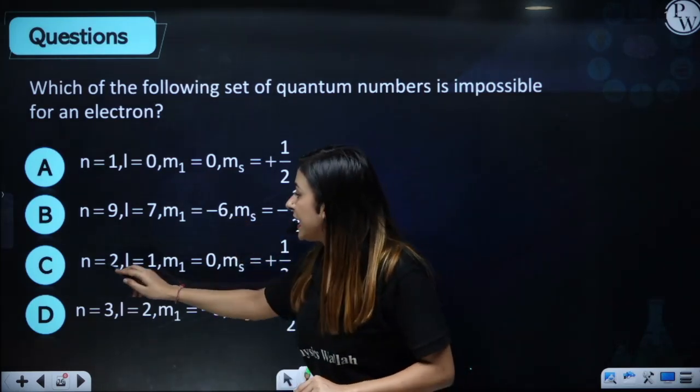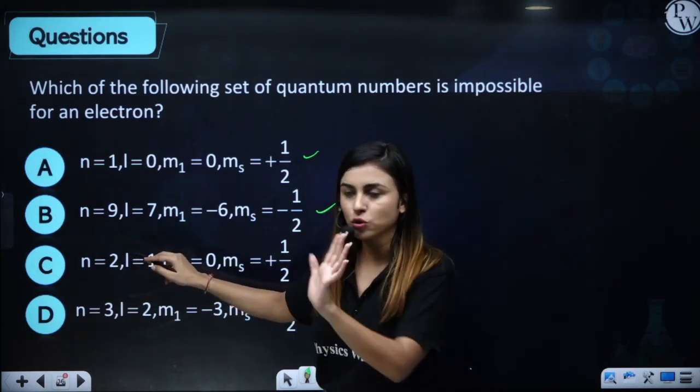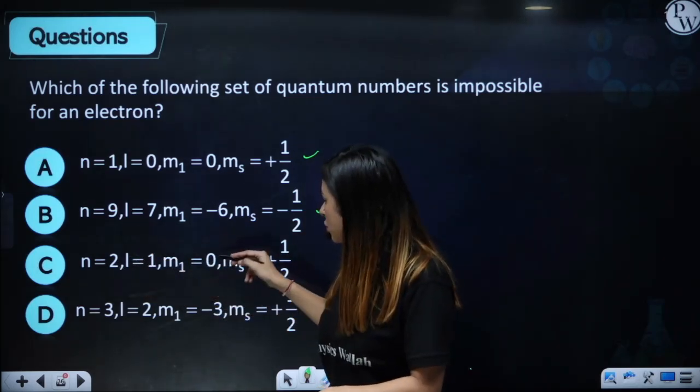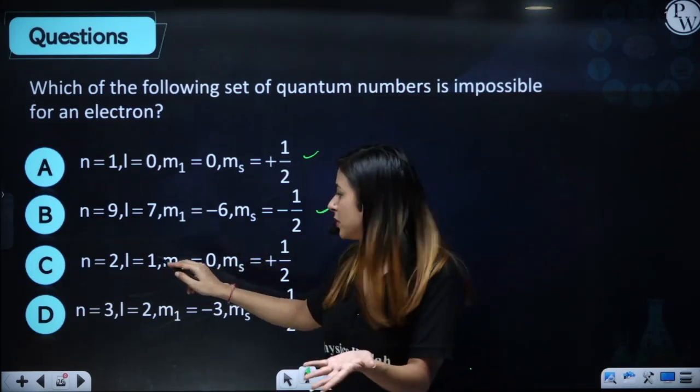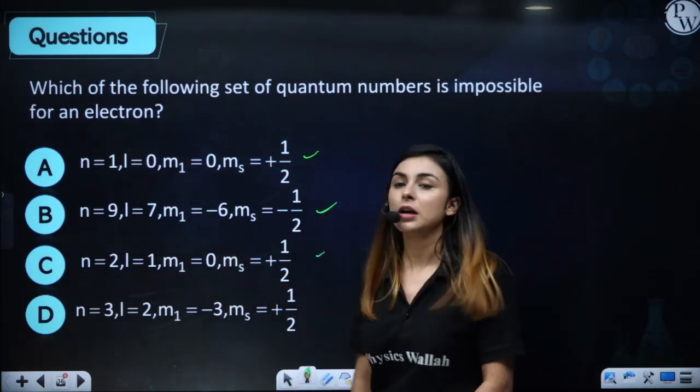Next, n is equal to 2, l is equal to 1, perfect. 0 to n minus 1 values possible. ML is equal to 0, yes, ma'am, this is also possible. From plus 1 to minus 1 values, 0 comes in between. So, this is also possible.